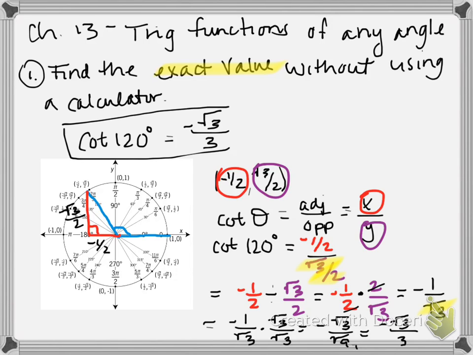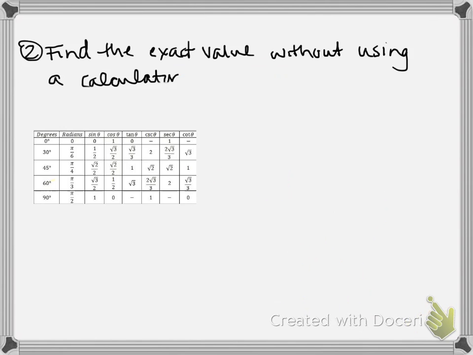Okay. So this is using the unit circle. Let's think about this using the trig table. You had to memorize this trig table, so why not use it? I'm going to do the same problem, cotangent 120 degrees. This time, I can already see that 120 degrees isn't on my trig table. So I'm going to have to think about a reference angle.